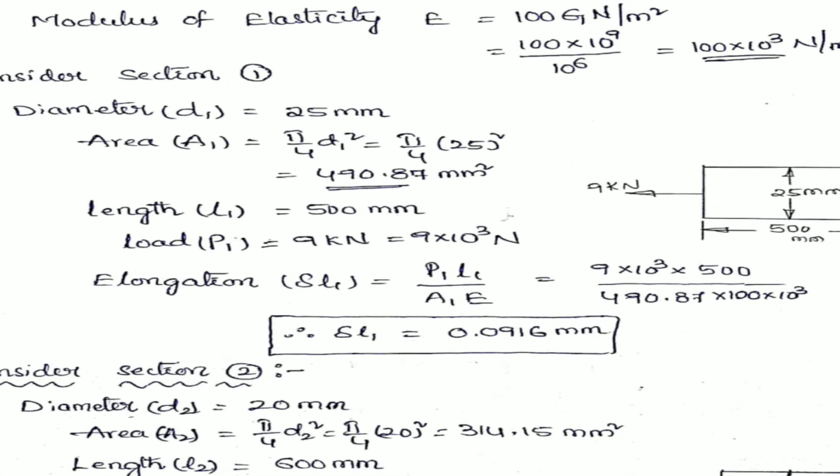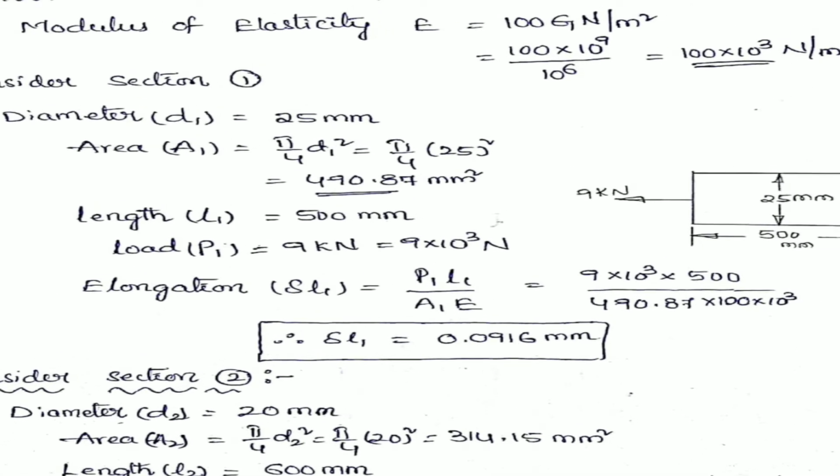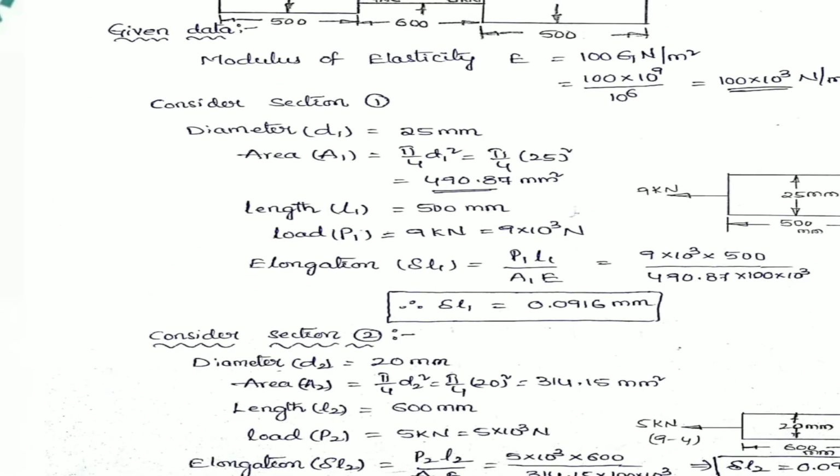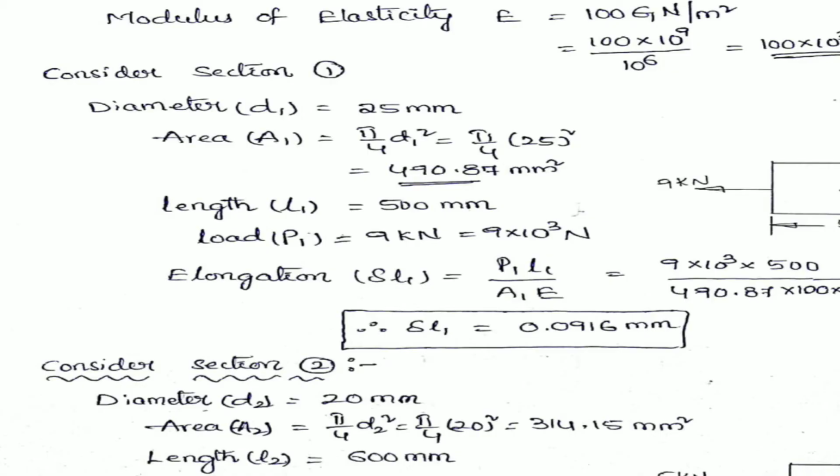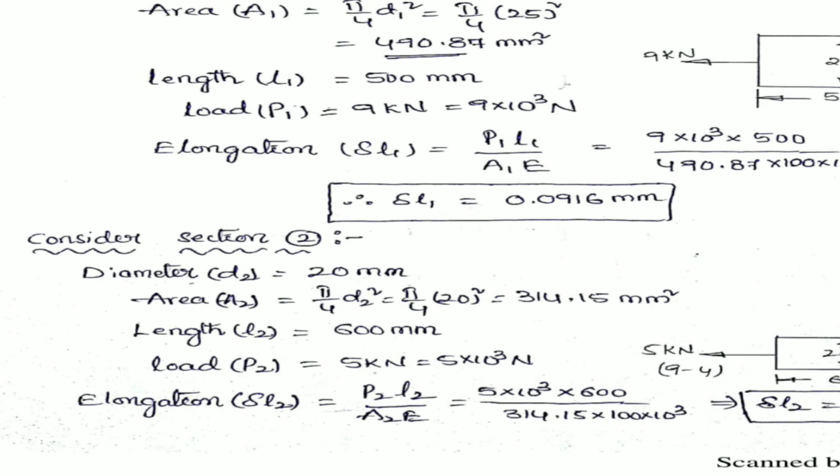Finally, delta L1 is equal to 9 into 10 to the power of 3 into 500 by 490.87 into 100 into 10 to the power of 3. Finally, the elongation at section 1, that means delta L1, is equal to 0.0916 mm.